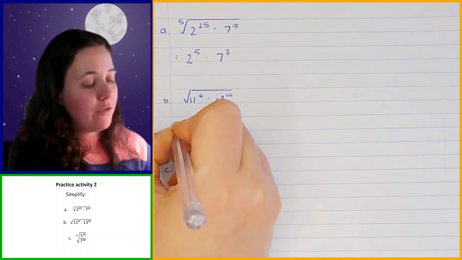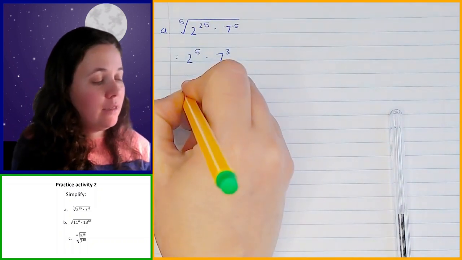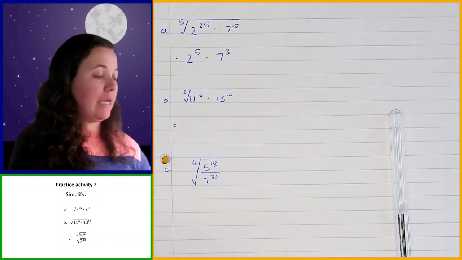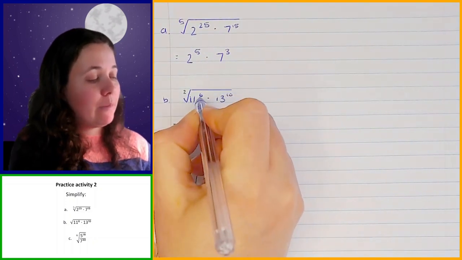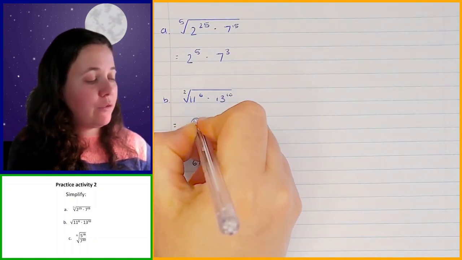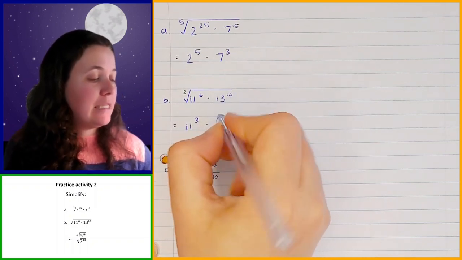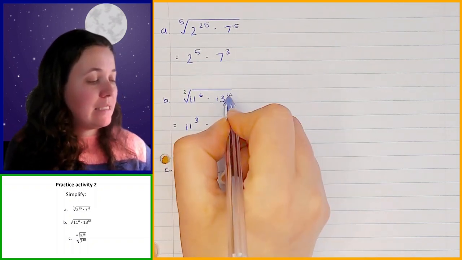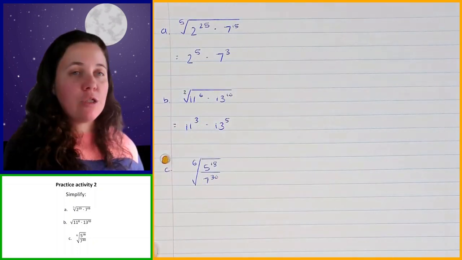Question B, we are finding the square root. Remember, there's an invisible little 2 that you can't see over here, but that's what we're going to be dividing by, okay? So the 11 stays the same, and then I'm going to divide 6 by 2, and that gives me 3. So it's 11 to the power of 3 times, and then 13 stays the same, and I divide 10 by 2, and that gives me 5.